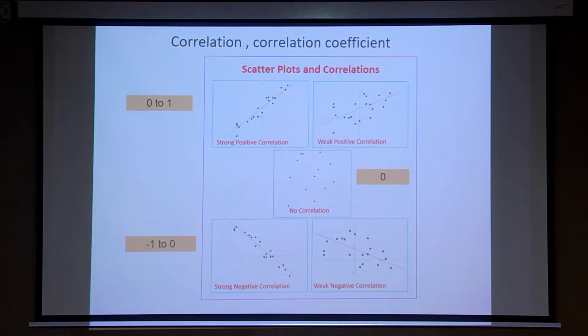And if you take, say, the number of holidays in a school and the marks or pass percentage of the students, if the holidays increase, the marks will decrease. So there is a negative correlation.